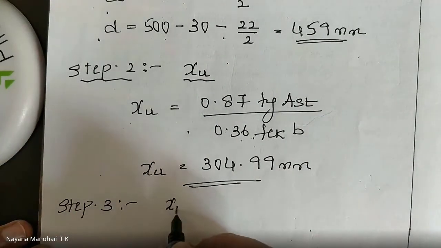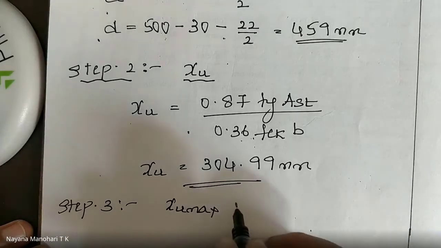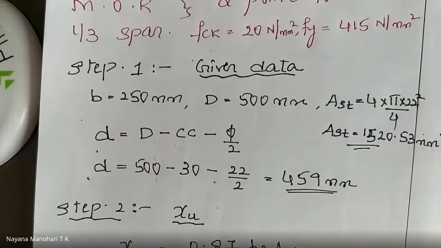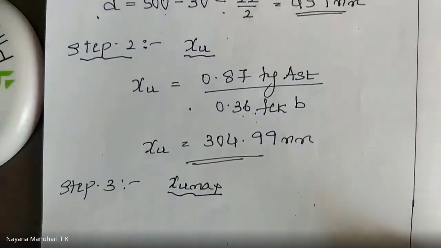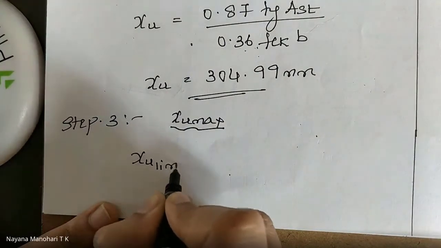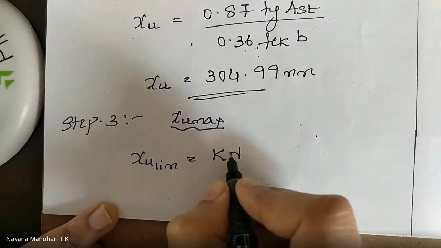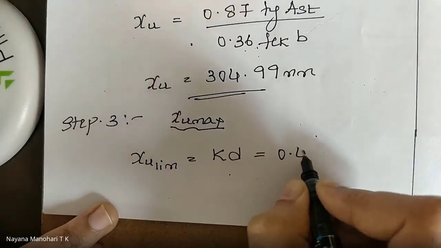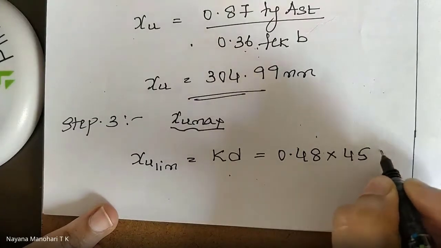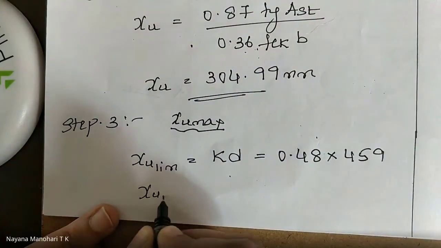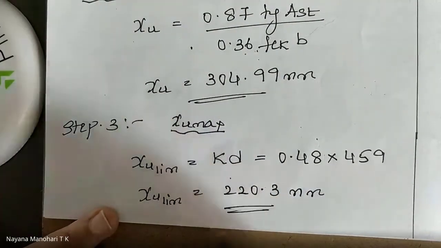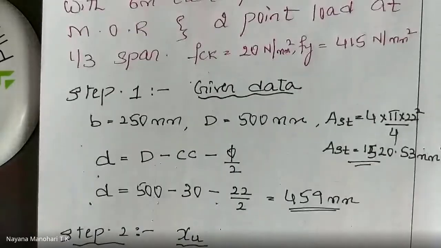XU max or XU limit. Observe the grade of steel, it is 415. So that 415, XU limit or XU max equals to how much? That is K into D. K is what? 0.48 into D value is 459. Calculate XU limit. 220.3 mm.